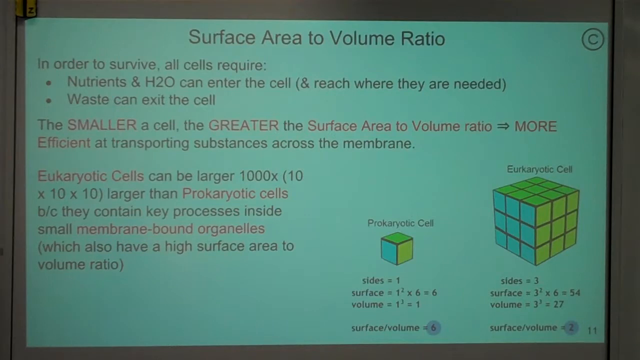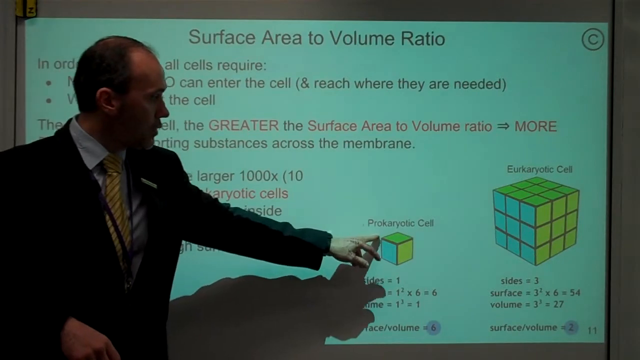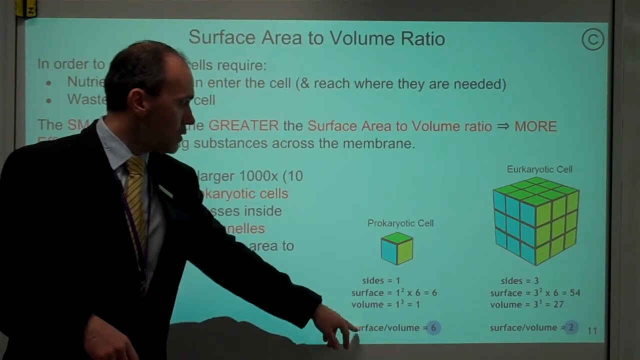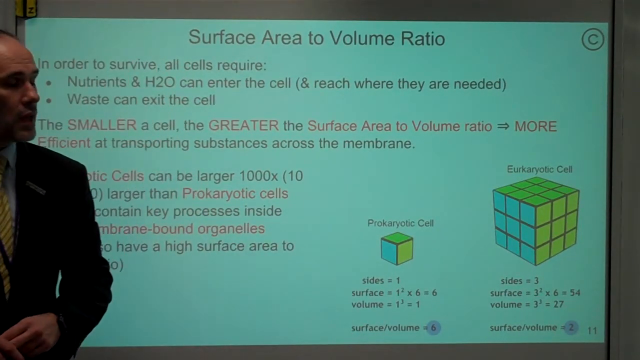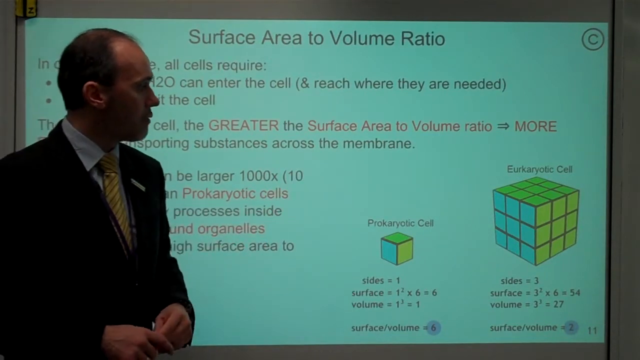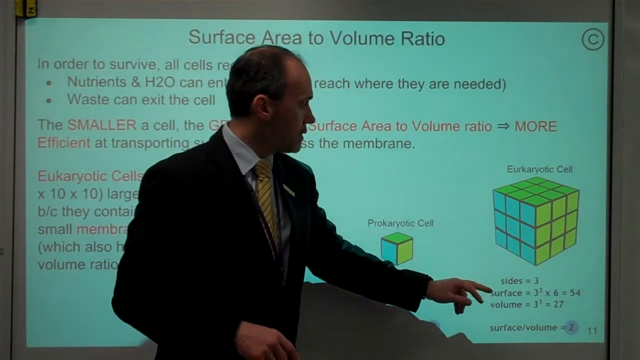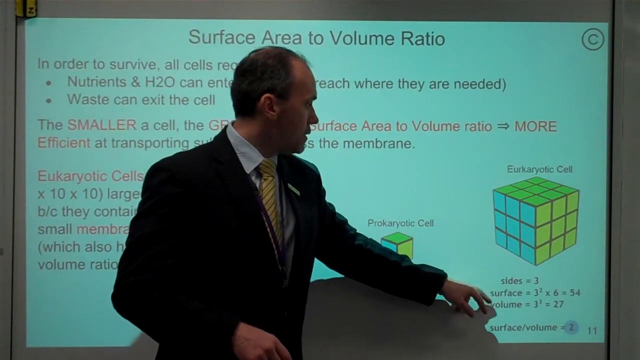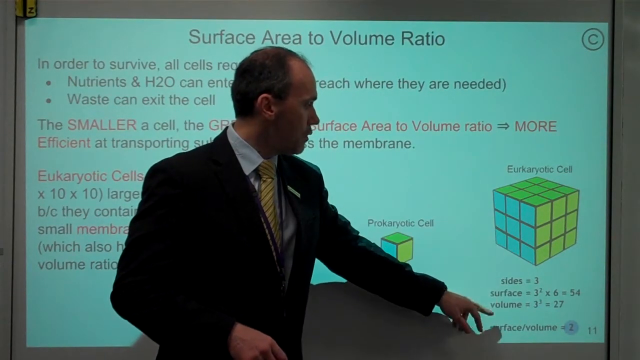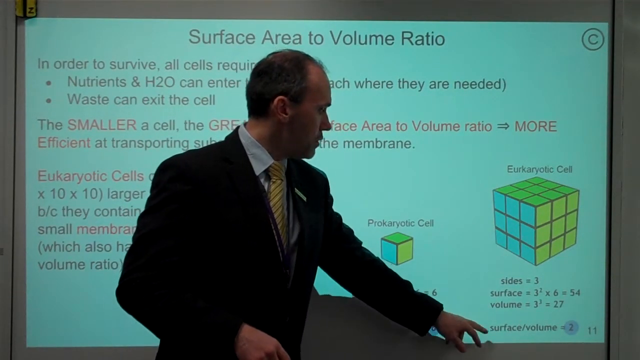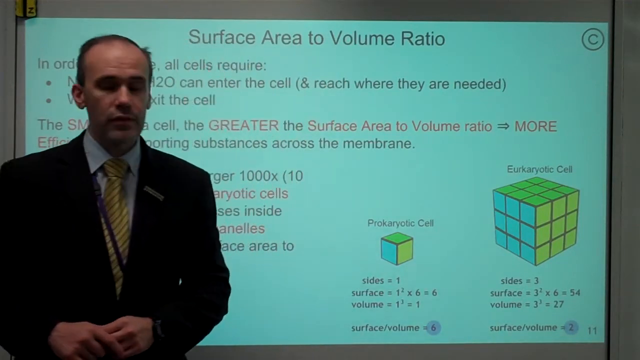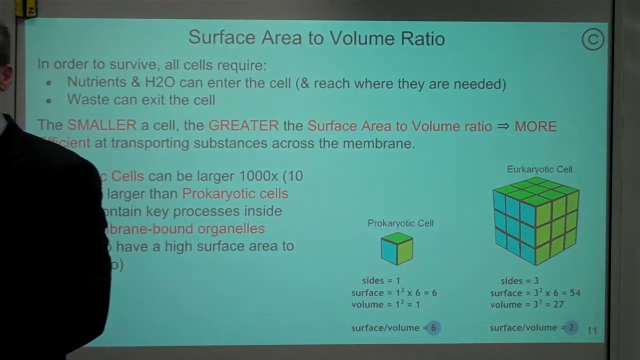Now, we talked about surface area to volume ratio, and you should understand that idea, that the smaller the cell, the greater the surface area to volume ratio. And we even did the math, where we had a single unit along each side, which had a surface area to volume ratio of 6, but for the larger eukaryotic cell, 3 by 3 by 3 sides means that the surface area is 54 in total, but the volume is 27, and when you do that equation, you end up with a surface area to volume ratio of just 2.